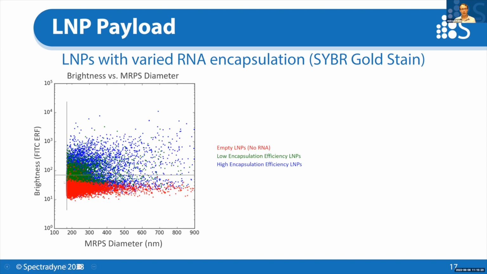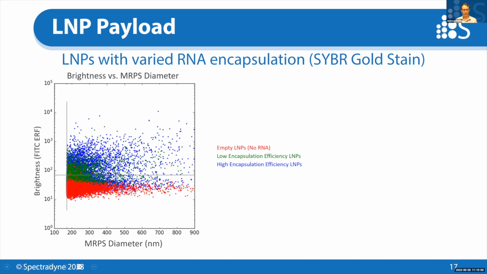So what this plot is showing us is the real particle diameter on the x-axis as measured by MRPS. So this is our electrical particle size and concentration measurement. And on the y-axis now is the brightness in the FITC channel of individual particle events. What we did to get these particles to fluoresce is we stained them very simply with SYBR Gold. It's an intercalating nucleic acid stain that goes into the LNPs and lights up the ones that have RNA inside them.